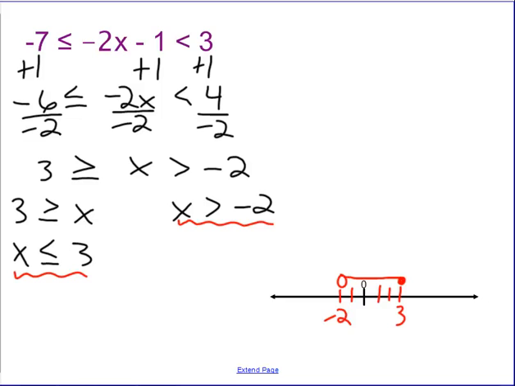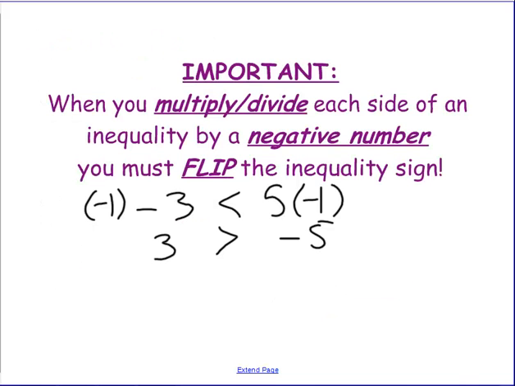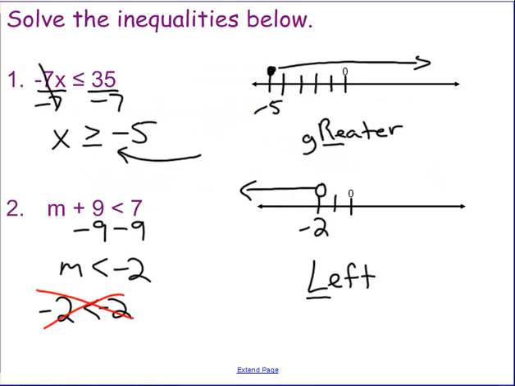Some important things to remember. Anytime we multiply or divide a side by a negative number, then we have to flip those inequality signs to make sure that they're still true. Other than that, I think it's a very basic use of your background knowledge and of your understanding of inequalities.